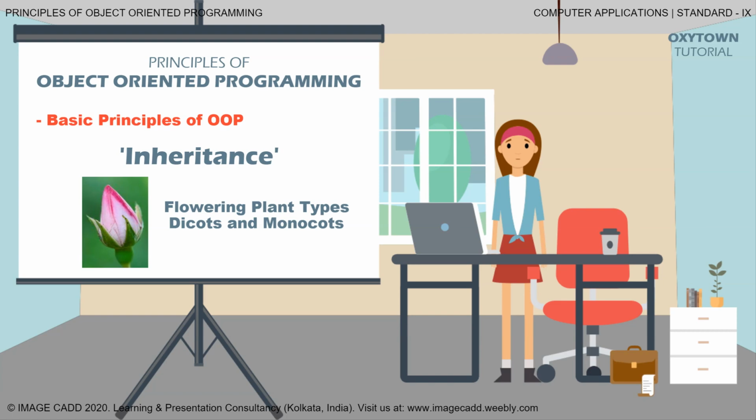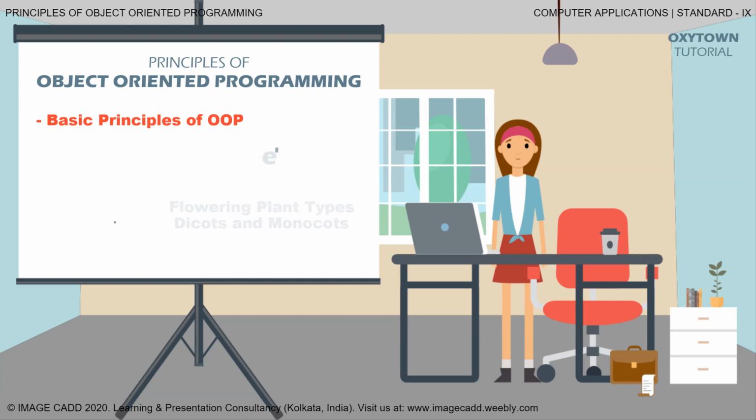Second, inheritance. Inheritance supports a programmer to link and share some common properties of one class with the other class. This is done by extending an object of a base class into the derived class and using through it. For example, the two major classes of flowering plants are dicots and monocots. Here, though these two classes have their own distinguished characteristics, both of them enjoy the common attributes of flowering plants.